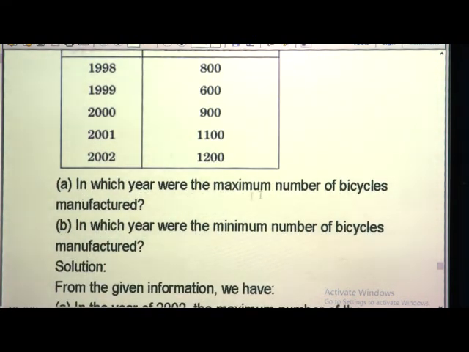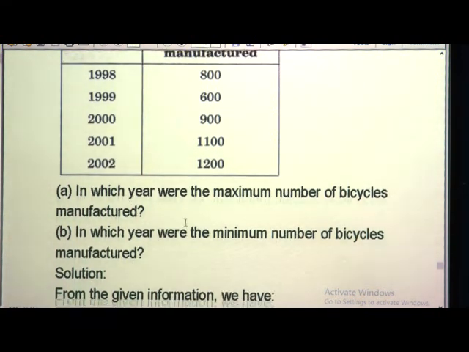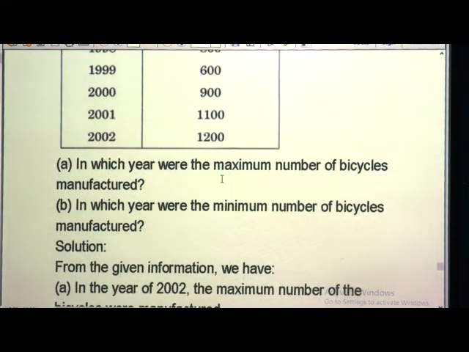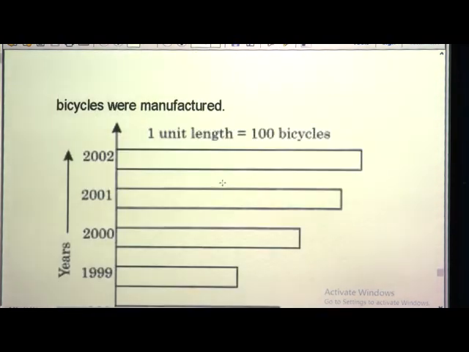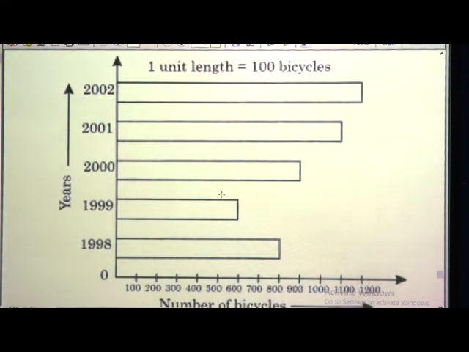In which year were the maximum number of bicycles manufactured? Can you give the answer by seeing this? Yes. In 2002 the maximum number of bicycles were manufactured, and in which year were the minimum number of bicycles manufactured? That is 1999. So, these were the questions. Now, we will represent this using a bar graph.